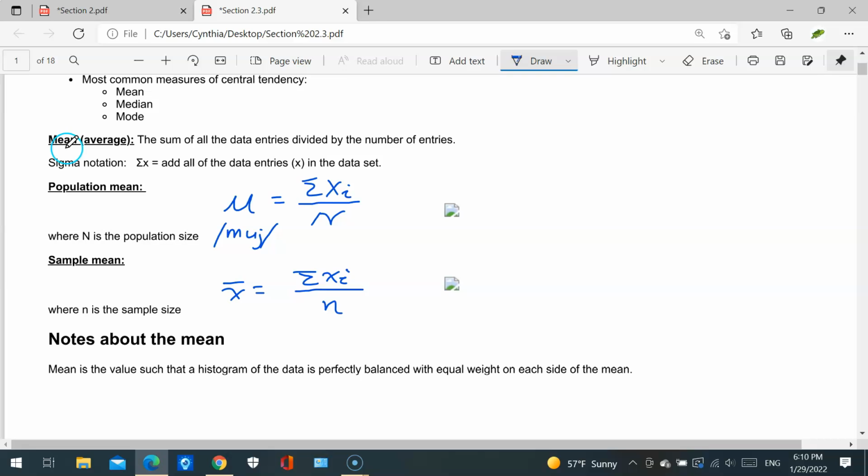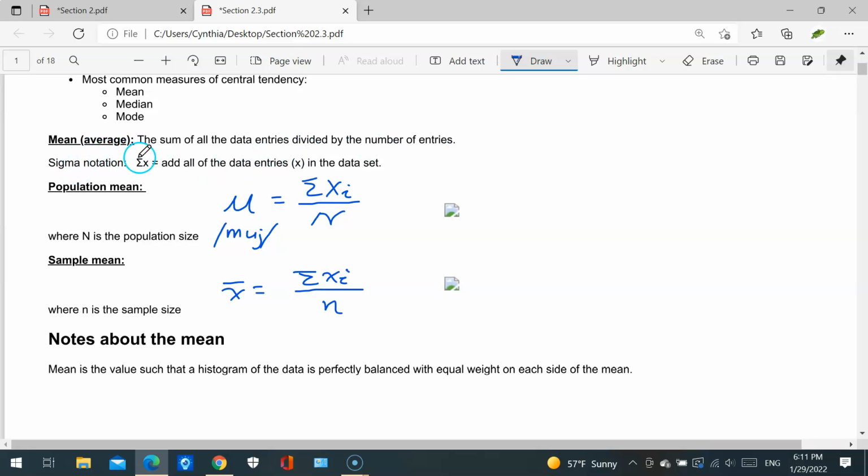Now, the mean. Mean is the same as the average. These two have the same meaning. Most people know this one very well. We all know that to find the mean, we just add all the data we have and then divide by the number of data we have. Then we will find the mean. So the mean is just the sum of the data entries divided by the number of entries.